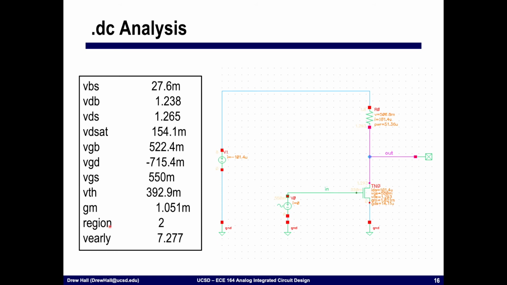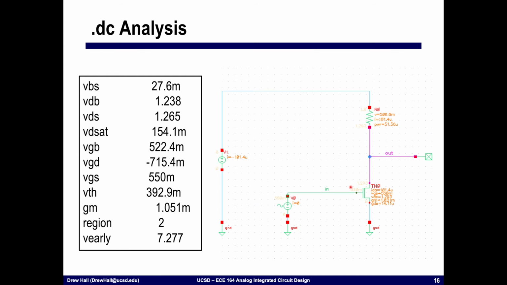GM, that's our transconductance. Region, this specifies the region of operation for the device. You can look up what each of the regions are. 0 is cutoff, 1 is triode, 2 is saturation, and 3 is subthreshold. So we're operating in saturation. And V early, this is the early effect voltage, is 7.27 volts. All of this really tells us a lot of detailed information about this transistor. In addition, I've also annotated onto the schematic the current of each of these sources, as well as the DC node voltages.